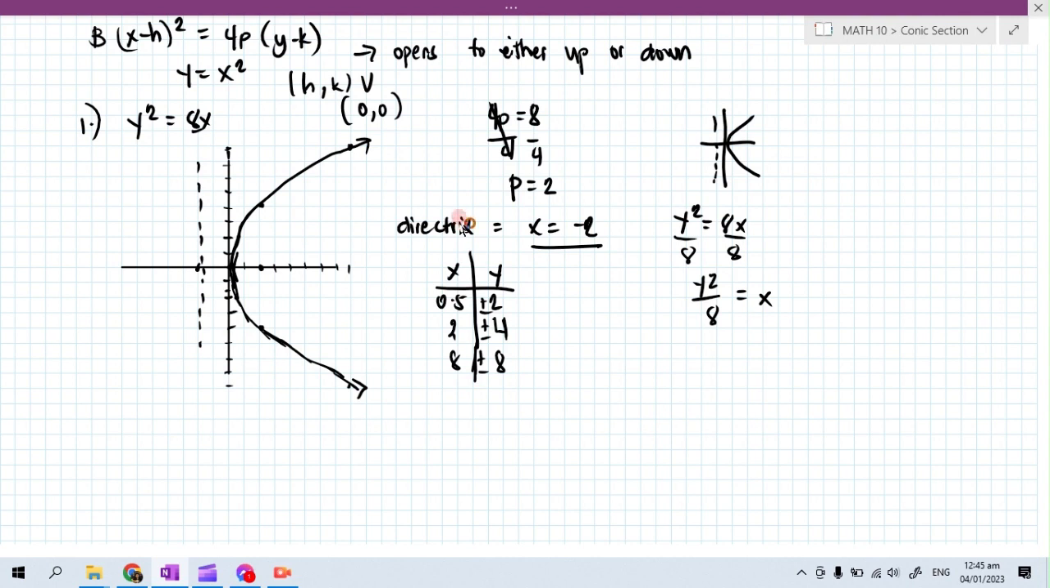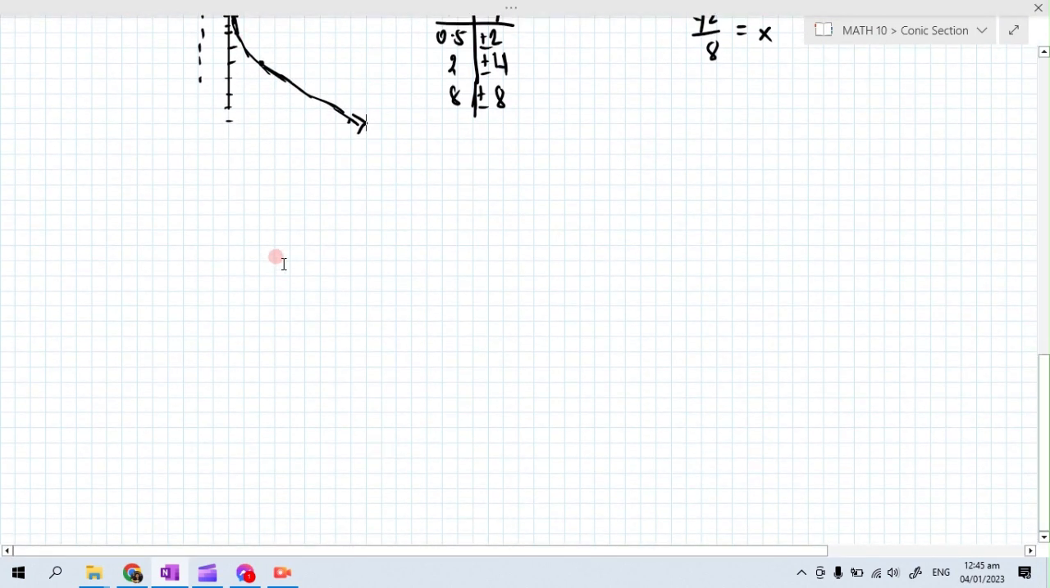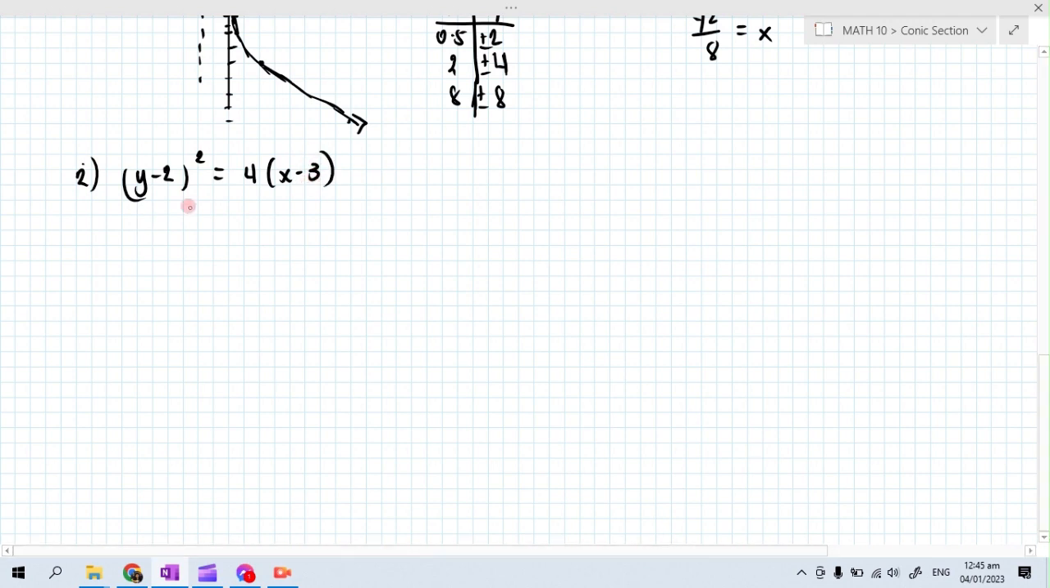Next, how about we have another example. This time we will be having an equation, y minus 2 quantity squared is equal to 4 times x minus 3. So immediately this is equation A. Thus we will be expecting that our parabola will either open to the left or to the right.